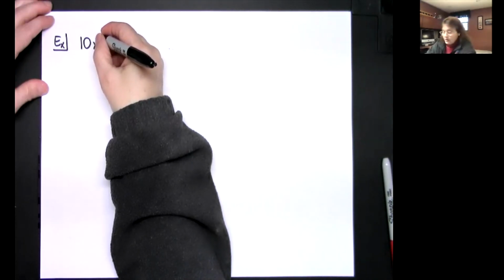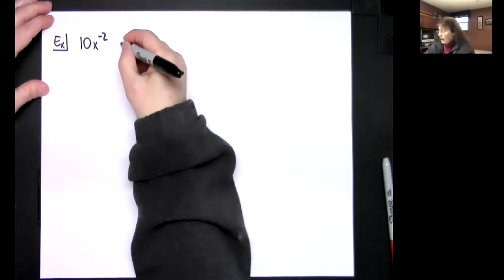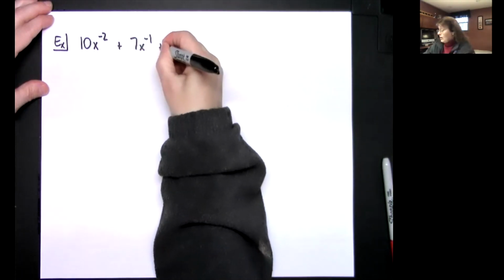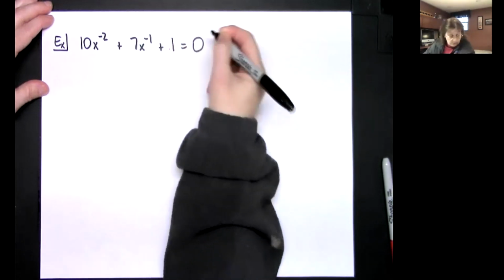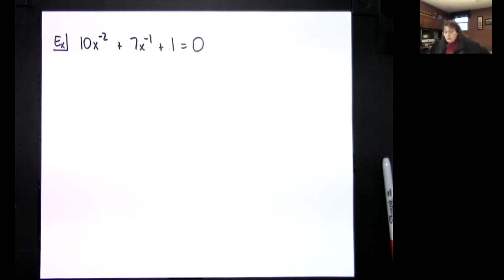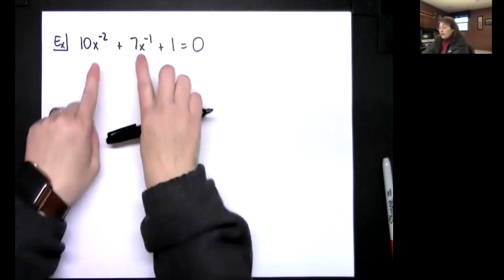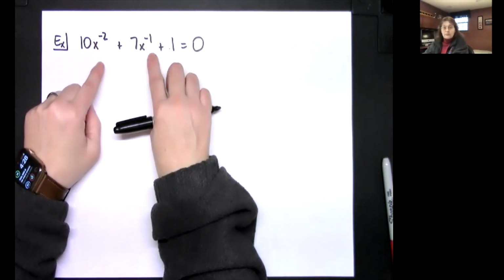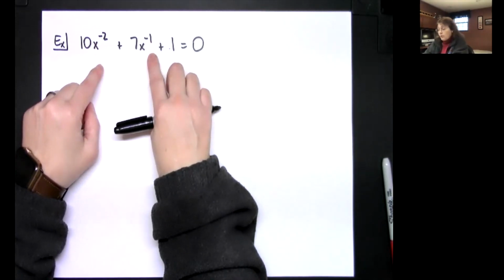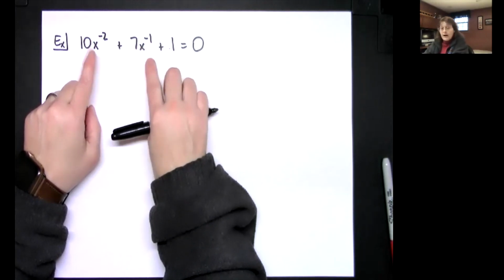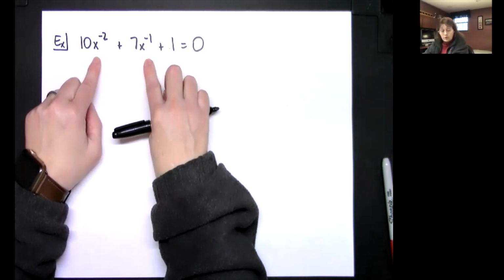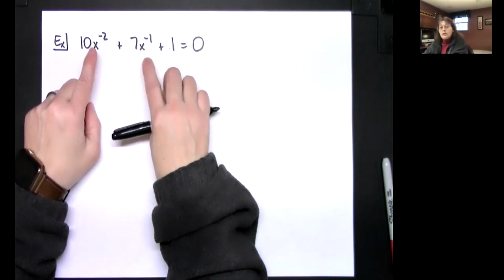So like if I had 10x to the negative 2, plus 7x to the negative 1, plus 1. That negative 2 and the negative 1, I'm in quadratic form. This exponent is half of this exponent. I'm in quadratic form. I cannot factor. I can't do guess and check. I can't slide and divide. I can't do anything with those negative exponents. So I need to put it in quadratic form.